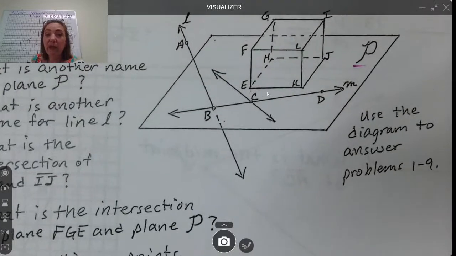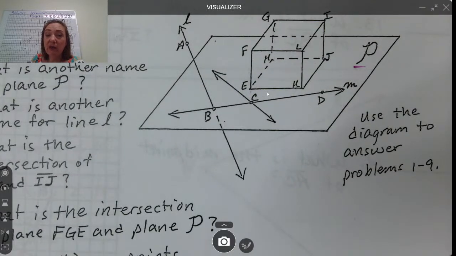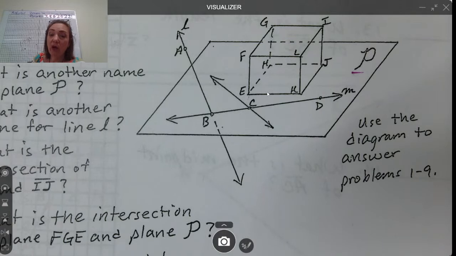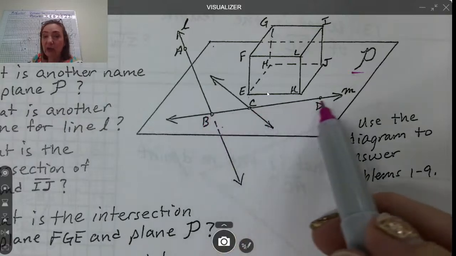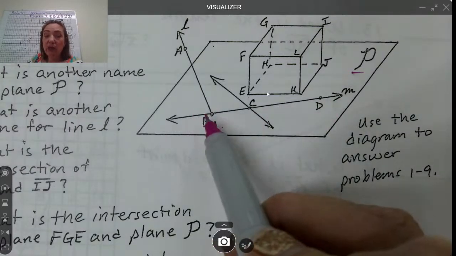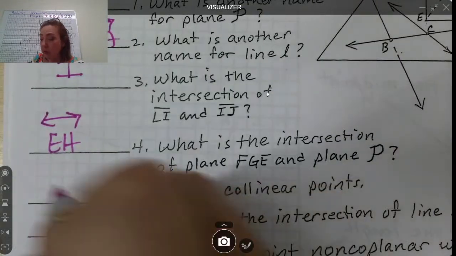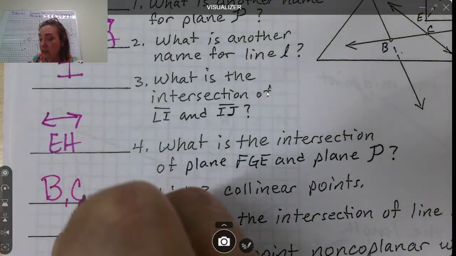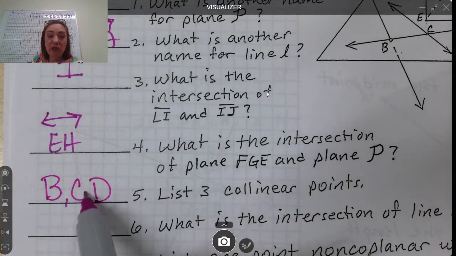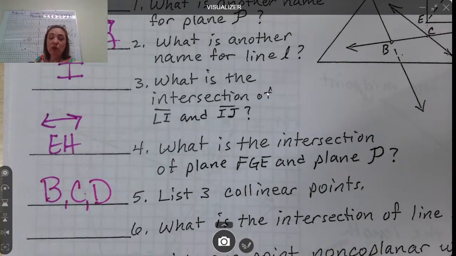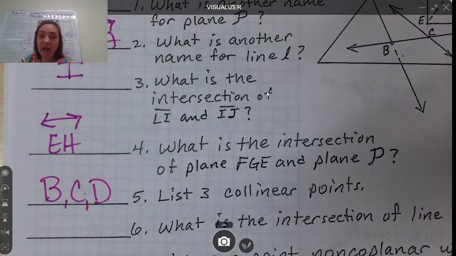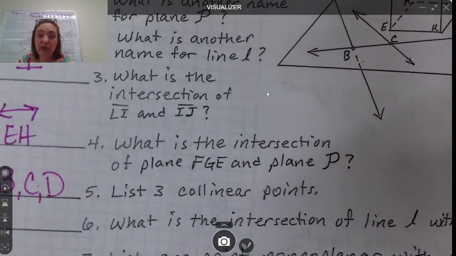Number 5, list 3 collinear points. Now remember, collinear means on the same line. And we actually only have one option here. We only have one line that has 3 points on it, and that's this line right here. So when we list these points, we would list B, C, and D with commas between them, because those are 3 separate things. Notice there's not a line on top of it. We're not naming a line, we're naming 3 separate points.